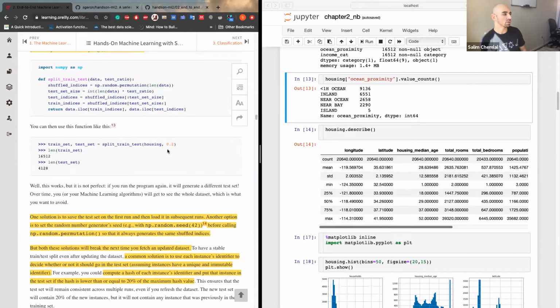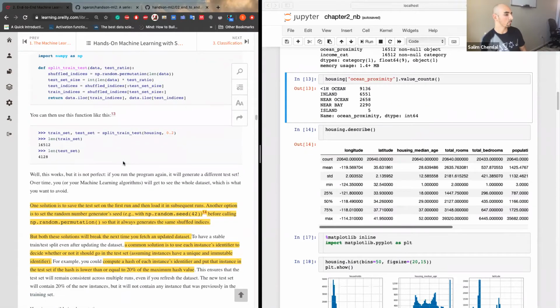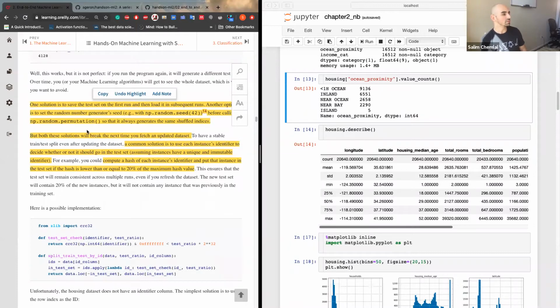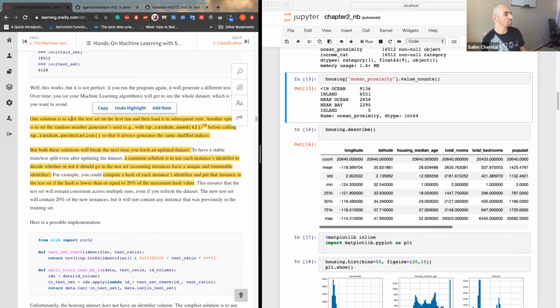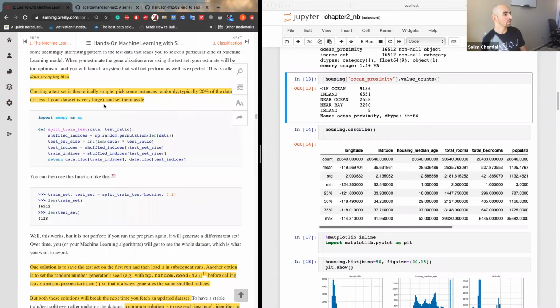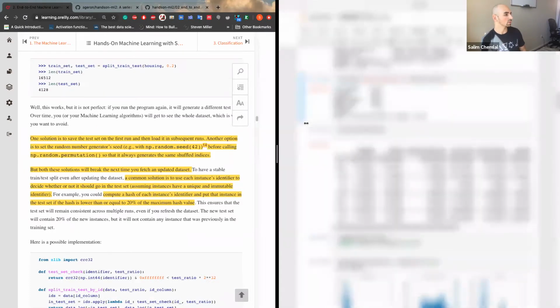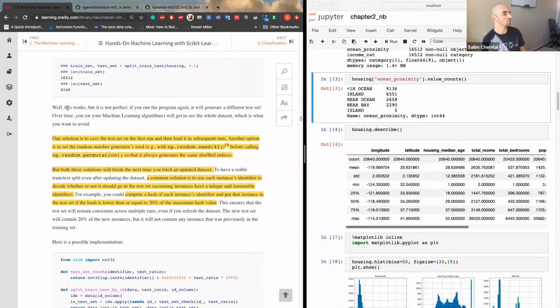Okay, so here we did the test ratio, so it's the 20%. So there were a few questions about hashing. So before that, one solution is to save the test set on the first run. Let's see here, what are we talking about? This works, but this is not perfect. If you run the program again, it will generate a different test set.